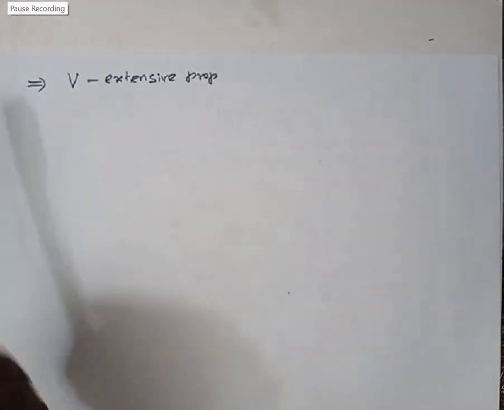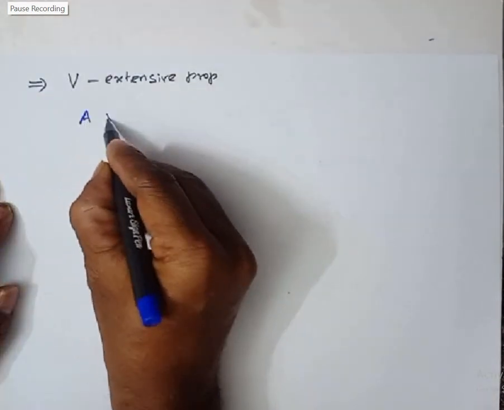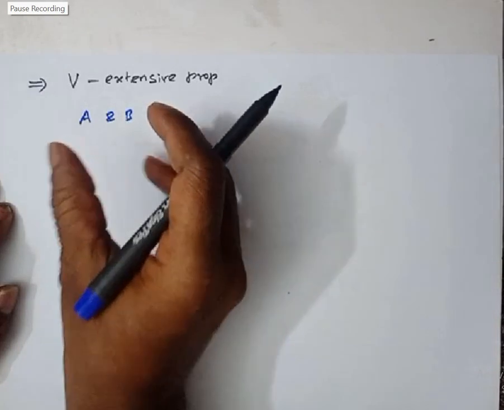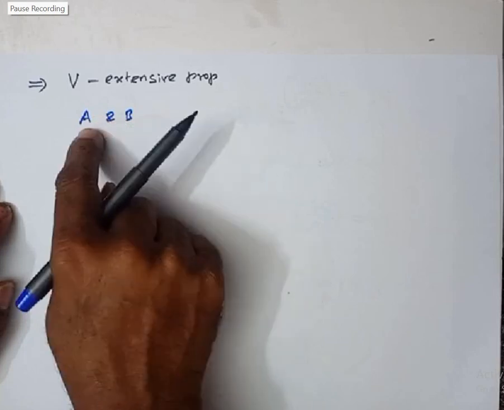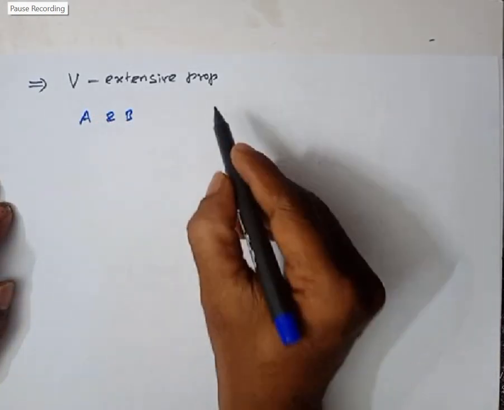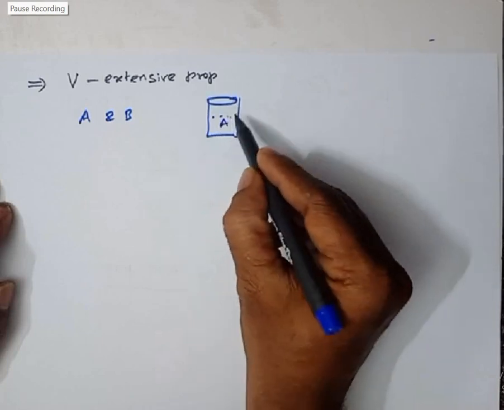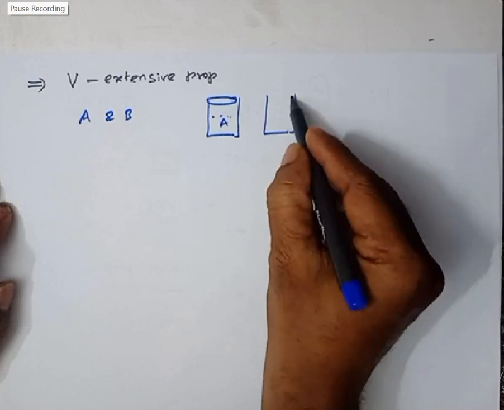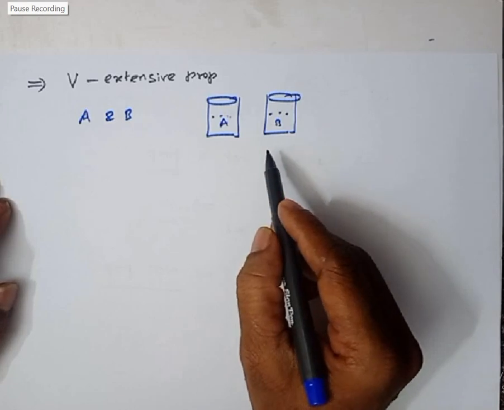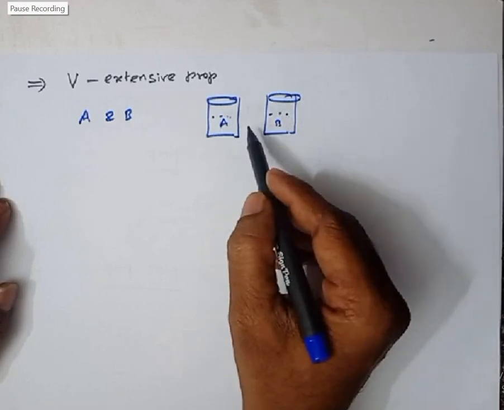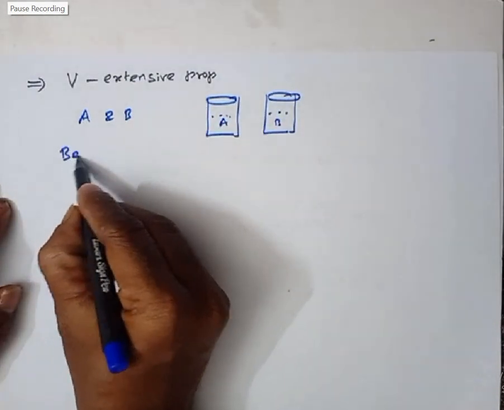Now listen, I'll take two components A and B which are present in an open vessel. Instead of 1, 2, 3, I have taken two components A and B. I have component A in one container, and I have another component B in another container. Now, before mixing, what is the total volume of the two? Before mixing.